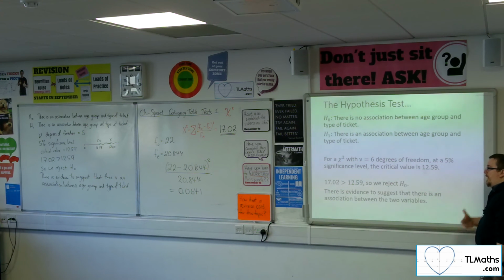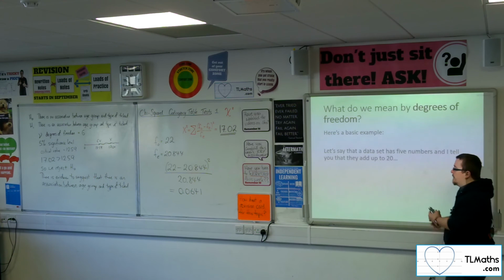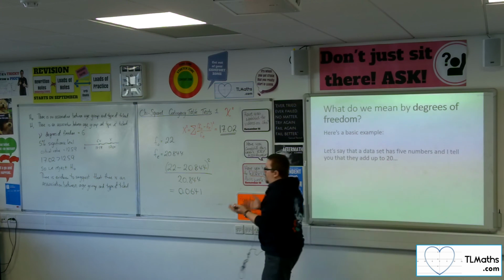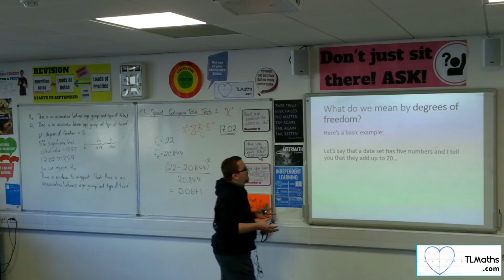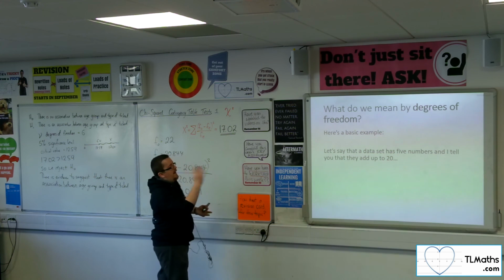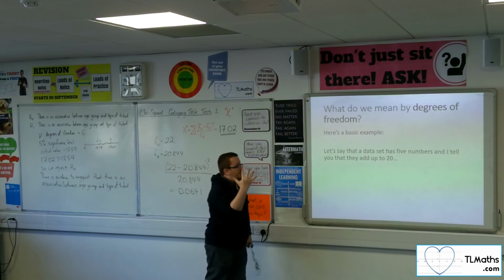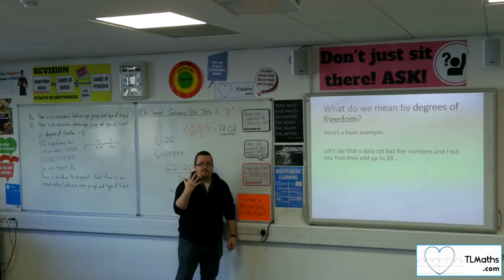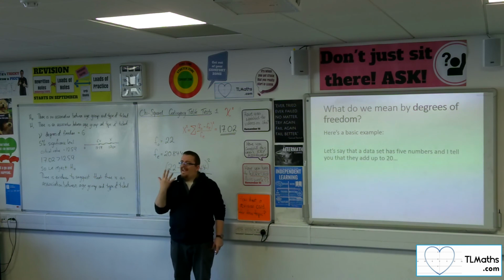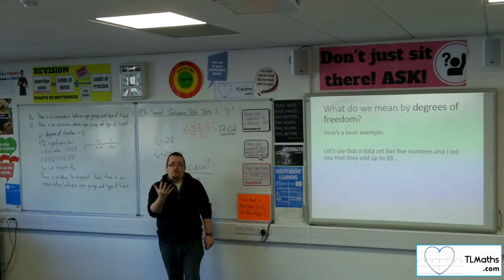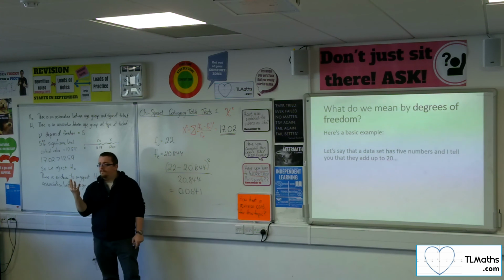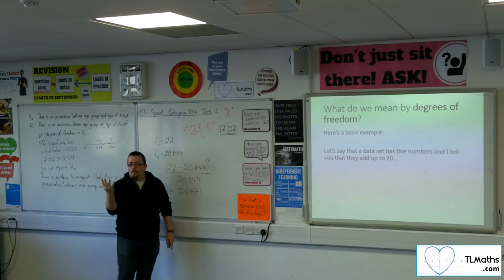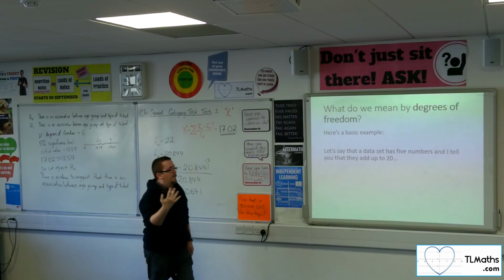So I said that I would just explain the degrees of freedom thing. I'm just going to go with an example for you so that you can see where it comes from. So a basic example is this. Let's say that a data set has 5 numbers and I tell you that they add up to 20. How many of those numbers do I need to tell you before you can figure out the last one? 4, right? I need to tell you 4 of them in order for you to be able to figure out what the 5th one is.